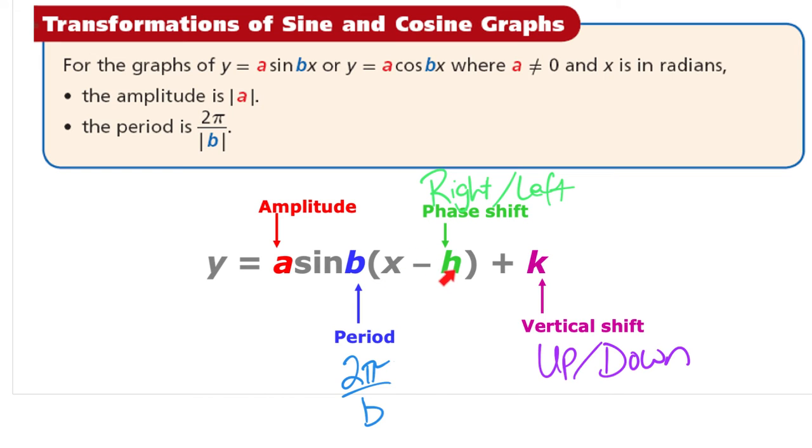And then if you are adding or subtracting something from x, you're going to move it right or left. And if you're adding or subtracting something on the end, you're going to move it up or down. These two pieces are very similar to what we've seen with other transformations.